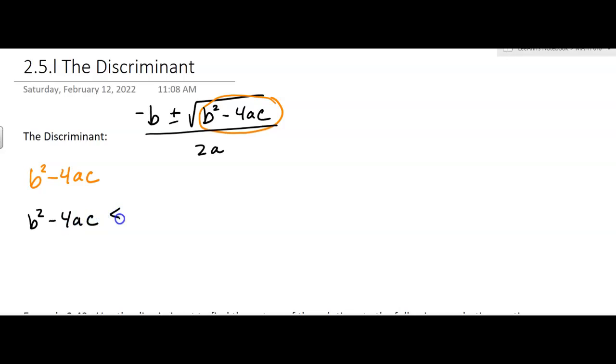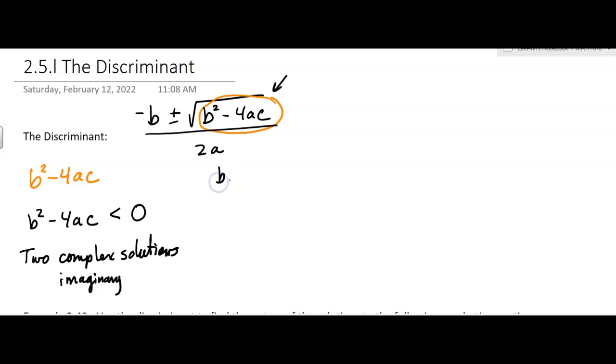Okay, so if the discriminant is less than 0, that would mean it's negative. It means you would be taking the square root of a negative number. So you're going to get two complex solutions. I would rather say two imaginary solutions, but I'll go with what the book said.